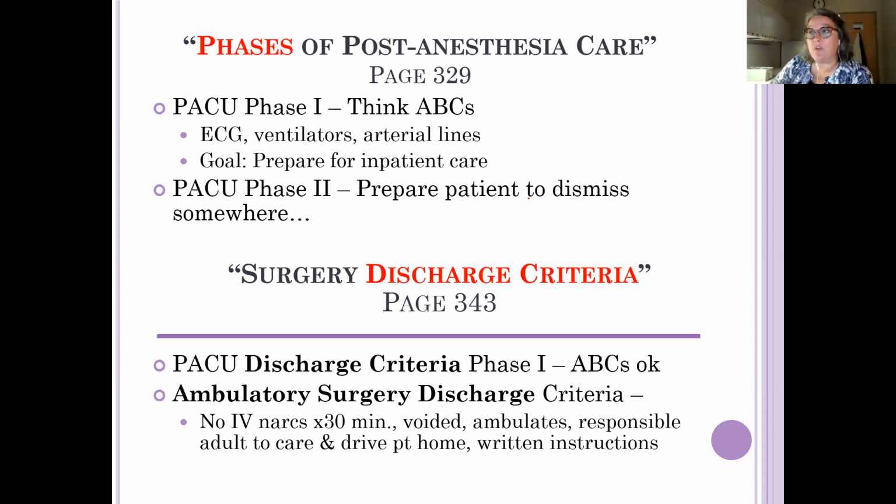So PACU phase 1 is still the same. We're still going to make sure that they can be off the vent, that their ABGs are okay, that they're moving the air around the way they should. We're going to make sure their heart's okay. Once they can get discharged from phase 1, then phase 2 happens. Phase 2 in ambulatory care looks a lot like this. So no IV narcotics for 30 minutes. They've peed, they can walk. They have a responsible adult to drive them home.